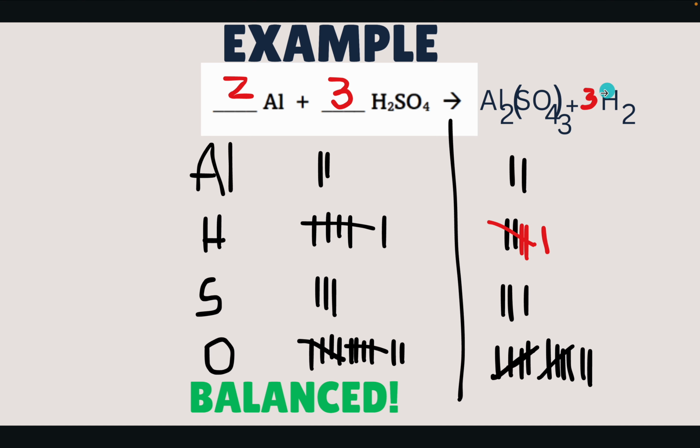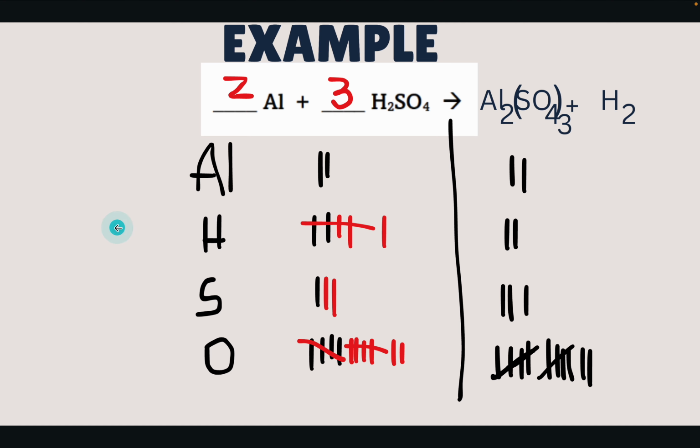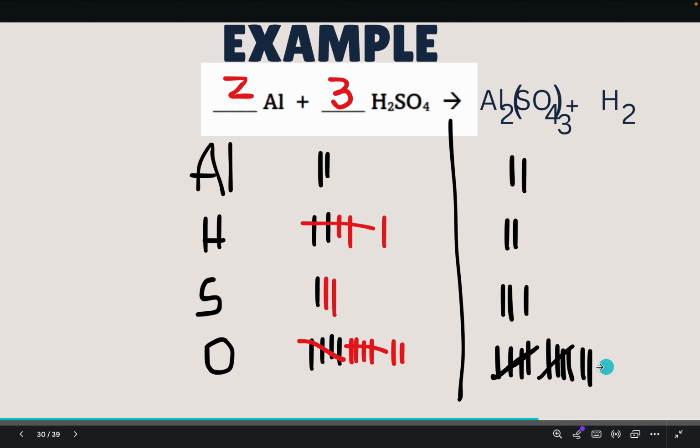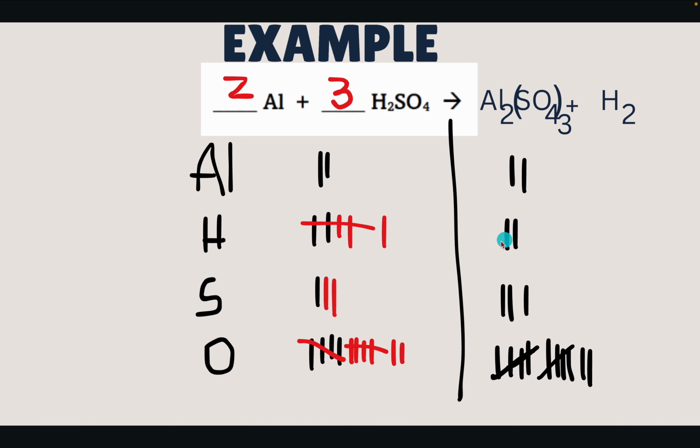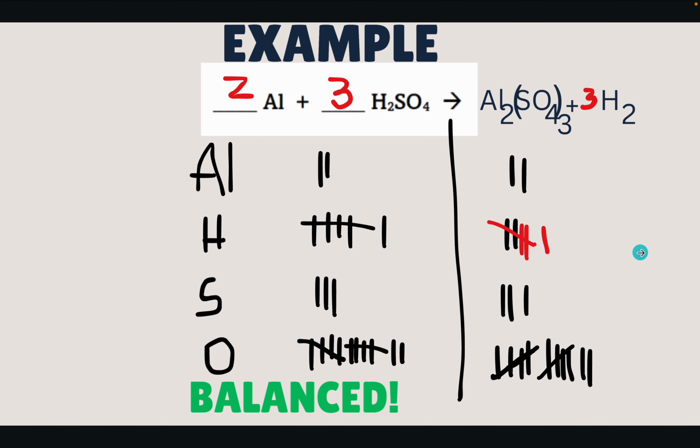Then we're going to multiply the hydrogens by 2. Actually, if you notice here, go back a slide. Multiplying this by 3 made the number of oxygens here also 12, so these oxygens were balanced out anyway. So the only thing we really needed to fix here was the 6 hydrogens and the 2 hydrogens, which we can easily fix by adding a 3 there, and that is a balanced chemical reaction.